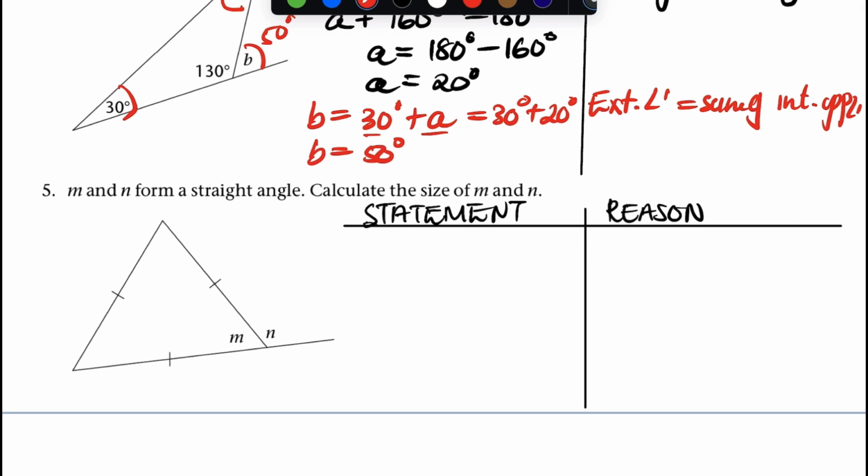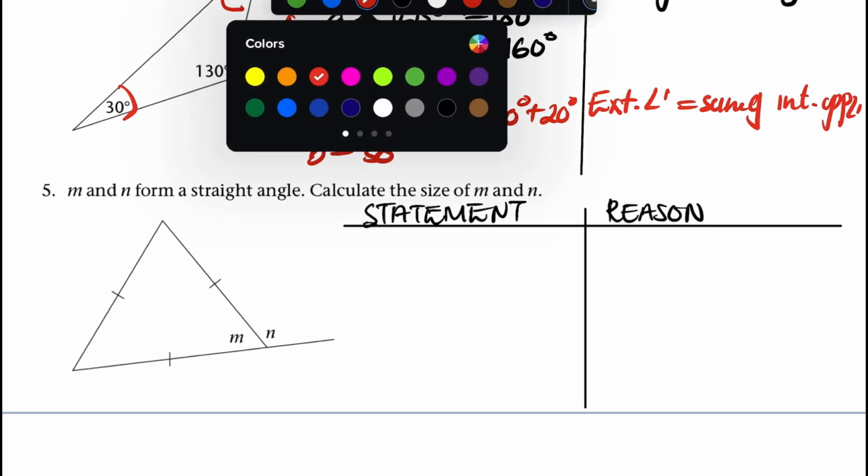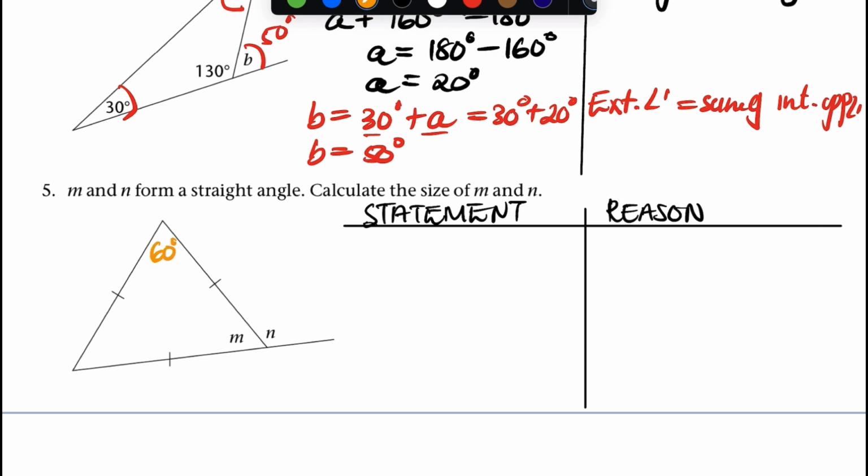Let's look at the following one. This one deals with the interior as well. But now if you're looking at this triangle, it is an equilateral. So we're finding M and N. These are adjacent angles in a straight line. Both of them are unknown. If you look at this triangle, it's an equilateral because it has equal sides. That means the angles inside here are going to be what? 60.